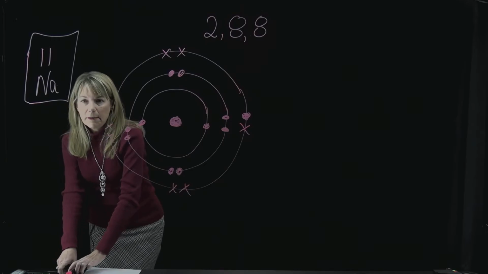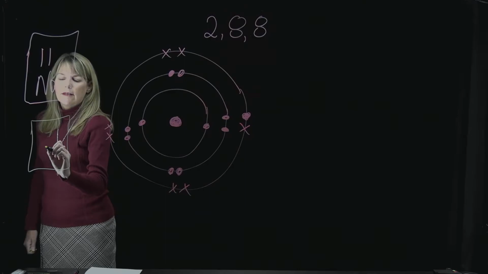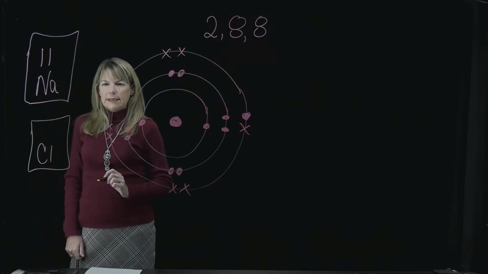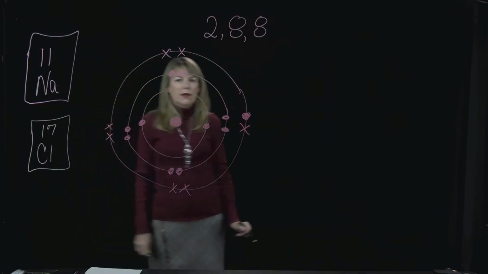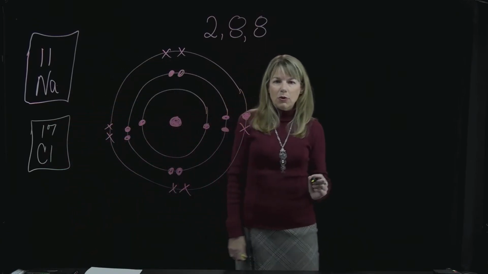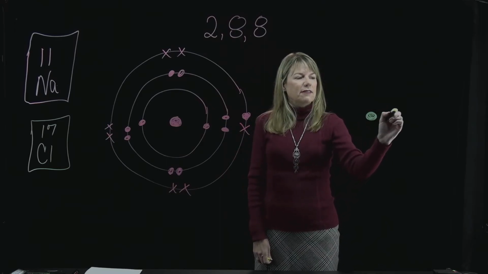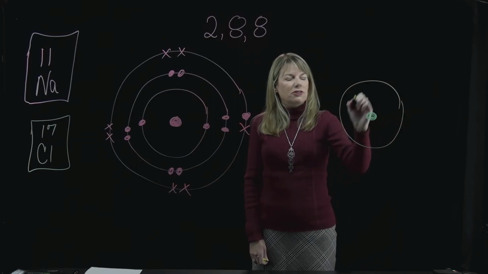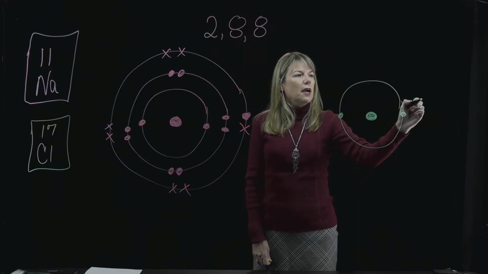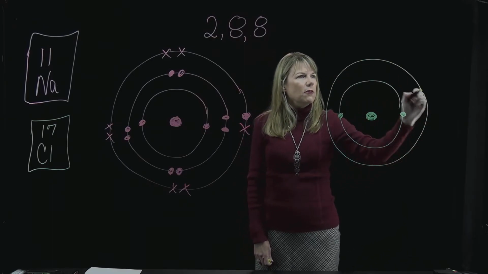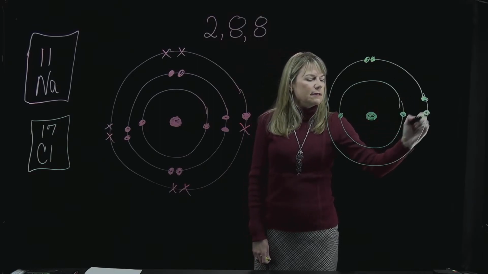Now, let's think about chlorine. Chlorine has the chemical symbol Cl. It has an atomic number of 17. So if I were to make the sketch for chlorine, again I would start with my atomic nucleus. I'm going to sketch in my first energy level. I'm going to put in my 2 electrons there. I'm going to go out to my second energy level. And let's see, 3, 4, 5, 6, 7.